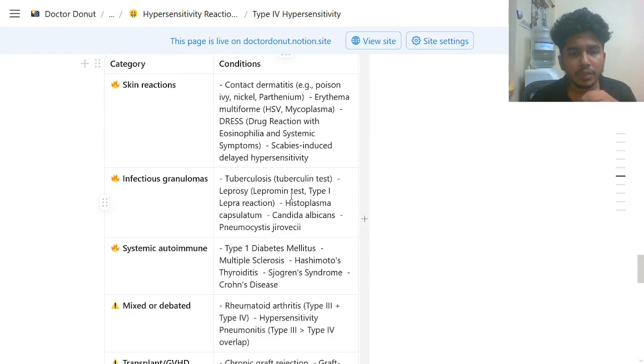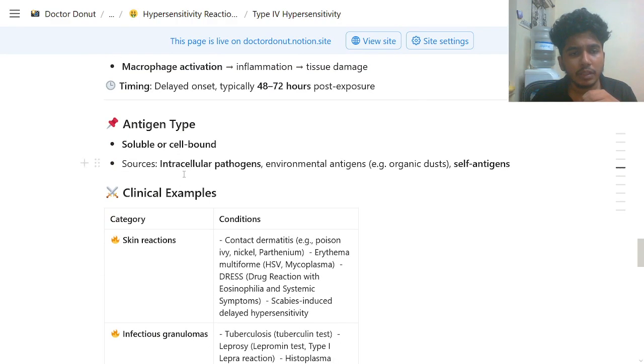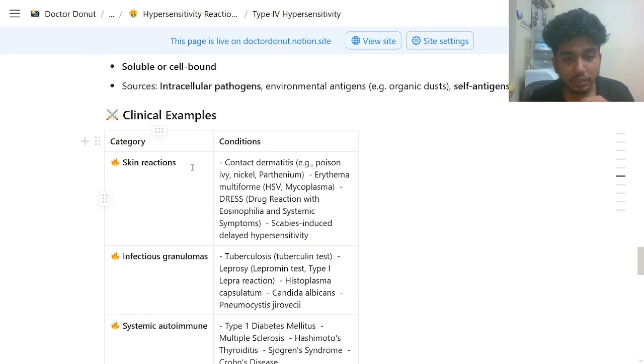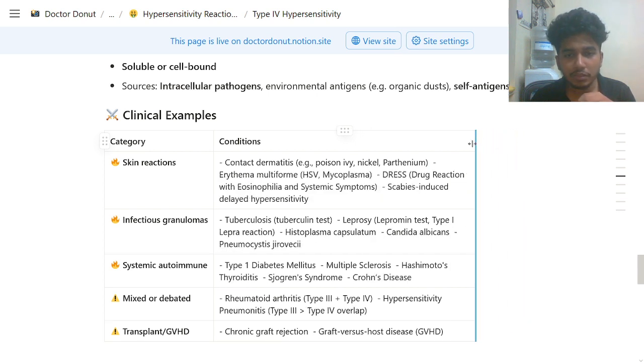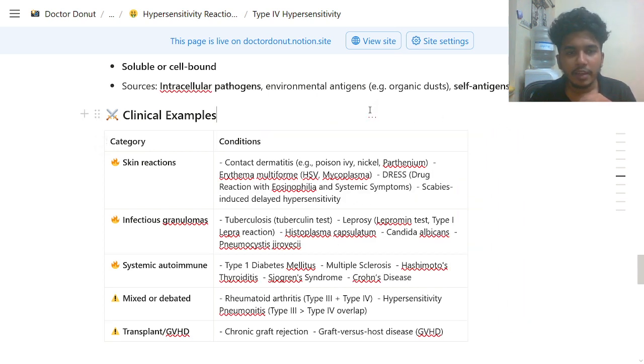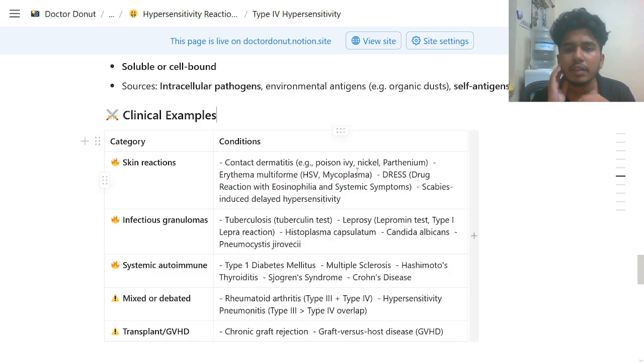So we're just going to wrap it up real quick, based on examples, I mean based on systems. Skin reactions: you have contact dermatitis with poison ivy, nickel, parthenium; erythema multiforme, which can happen in herpes simplex virus and mycoplasma; DRESS, which is an important syndrome, drug reaction with eosinophilia and systemic symptoms; and scabies-induced delayed hypersensitivity. We'll look back at each of these diseases one by one.